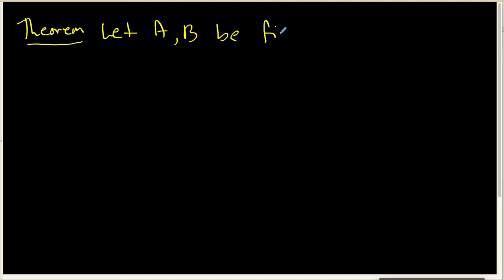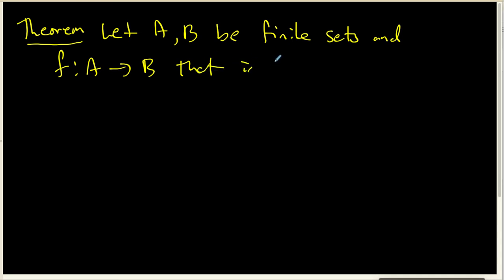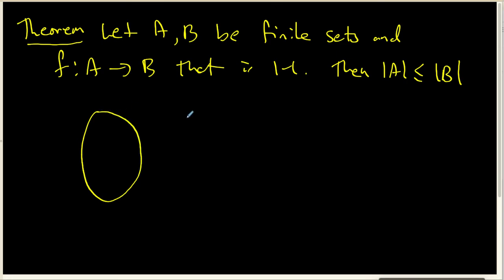So our first theorem is going to be a theorem about one-to-one functions. We're going to let A and B be finite sets, and we are going to assume that we have a function from A to B that is 1 to 1. Then it turns out that the cardinality of A is less than or equal to the cardinality of B.